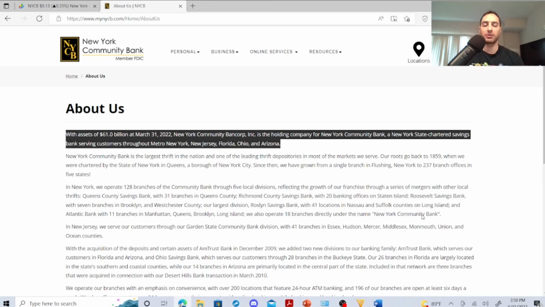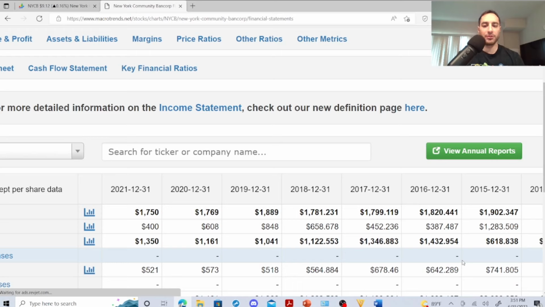So that's one thing about these guys and any bank company or financial company. Now, let's check out their revenue and their dividend history. So this is in millions US dollars.